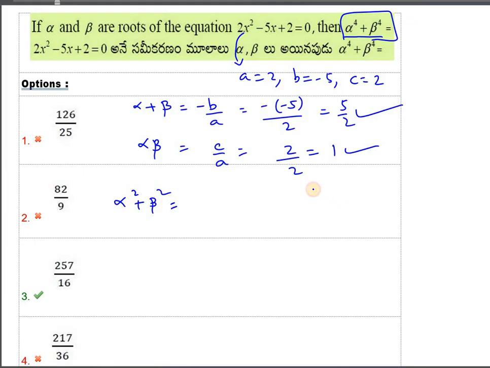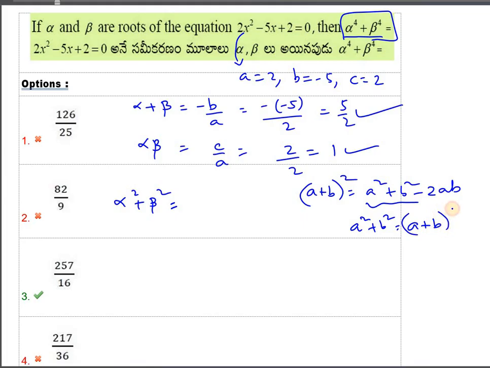We know the formula, a plus b whole square is what? A plus b whole square means a square plus b square plus 2ab. But here we are having only alpha square plus beta square. So a square plus b square is what? A plus b whole square minus 2ab. This you remember. Many times it is useful in the competitive exams. A square plus b square is equal to a plus b whole square minus 2ab.